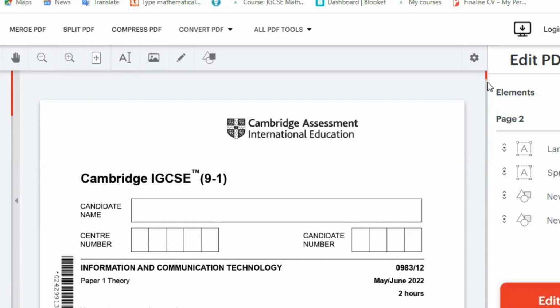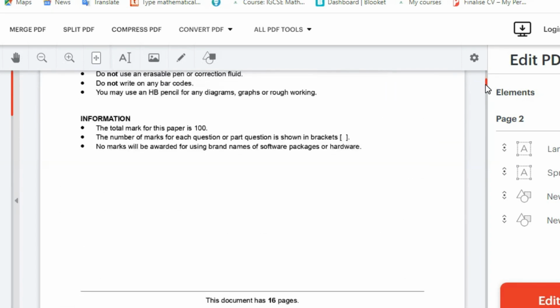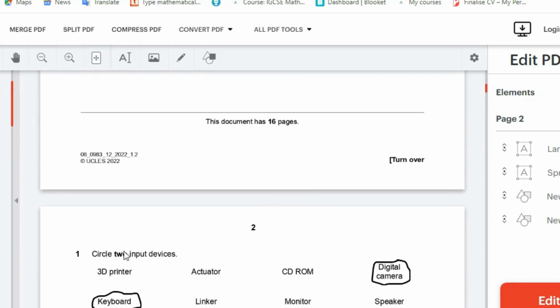So you are to answer all questions. That's the instruction. Use a black or dark blue pen. Question number 1 says, out of these, you should circle 2 input devices. So input device is a keyboard. We circle it. Digital camera is also circled. Do we understand? Those are input devices. The rest are not input devices.